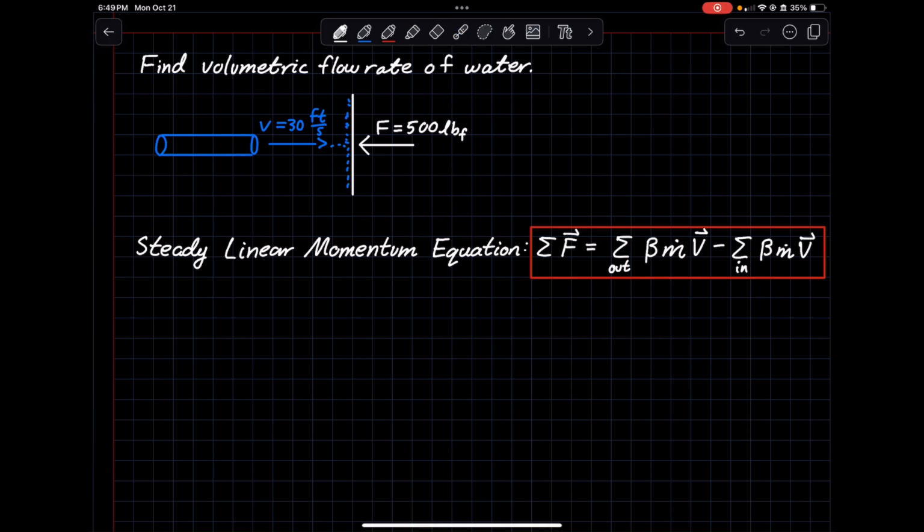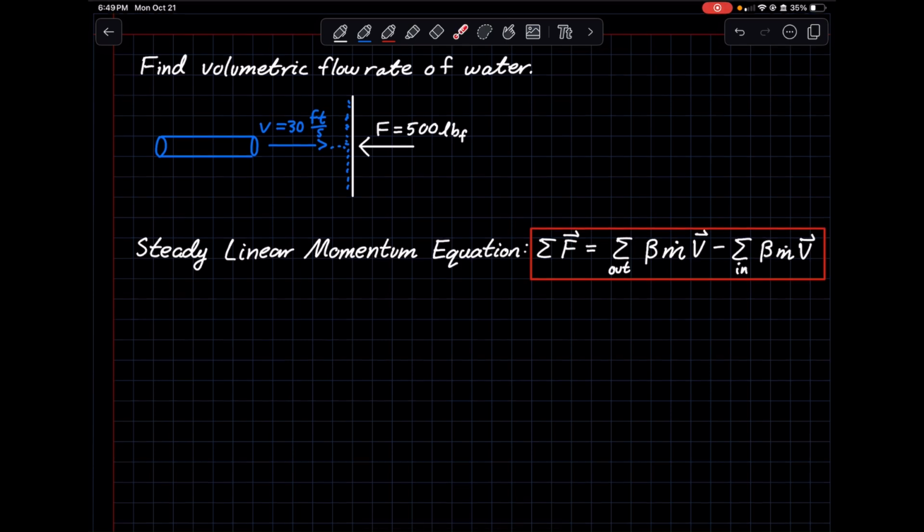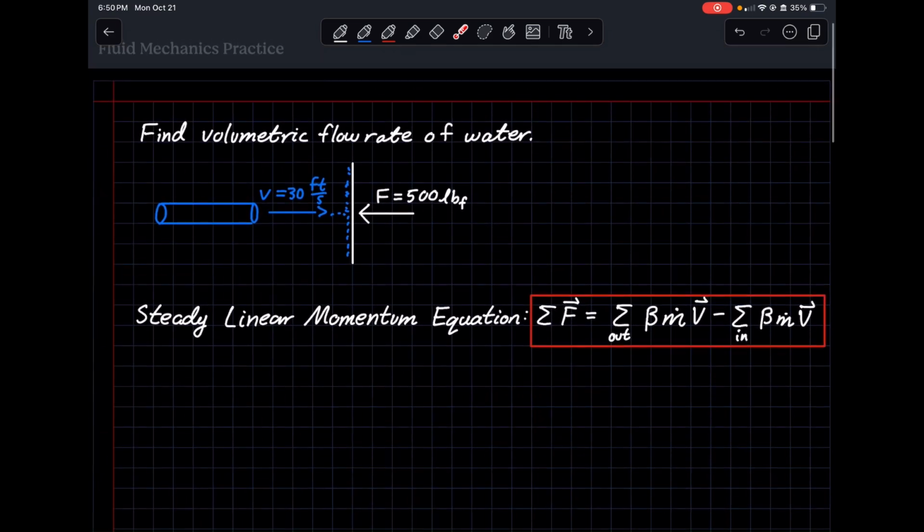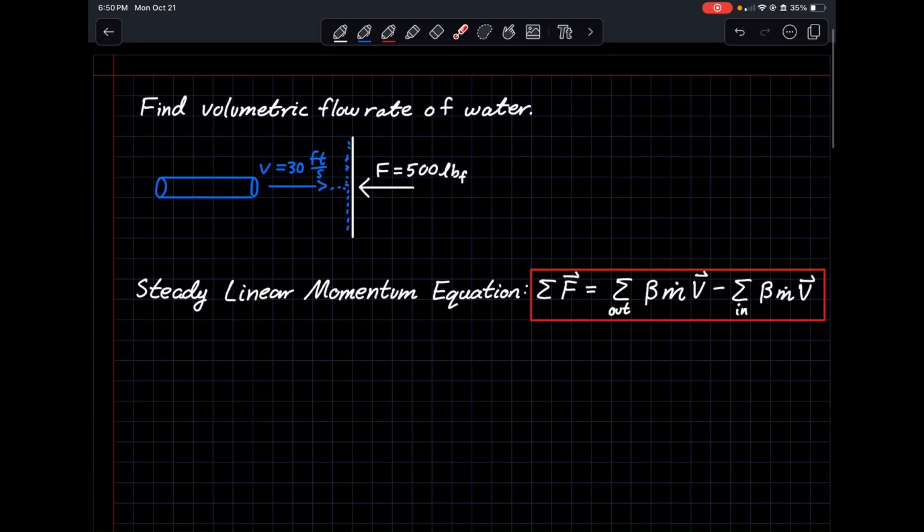But looking at this equation a little bit more, all of these are our external forces, and everything else, all of this is for our flow. So we have all of our flow going out and all of our flow going into the system. So what is the system? Well, it varies per problem. In this case, we have a jet of water and then it hits this.